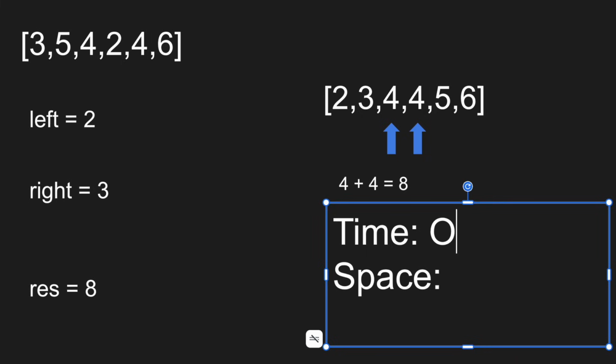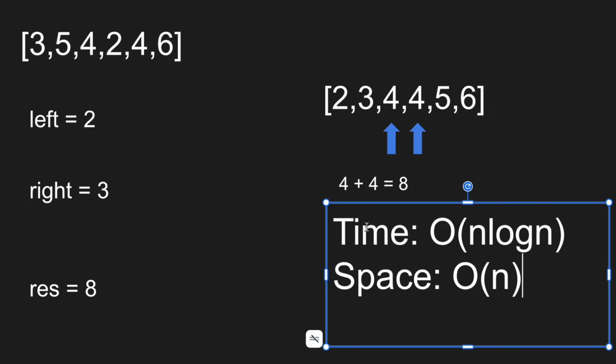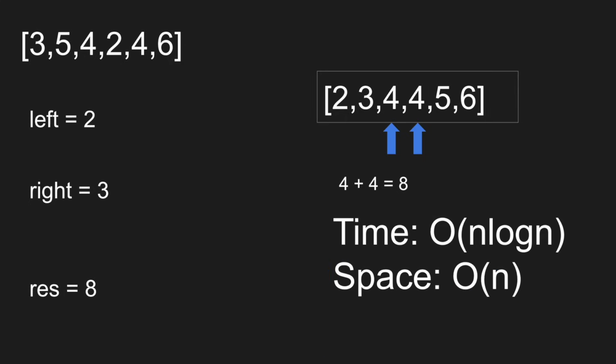So the time complexity would be O of n log n, where n is the number of inputs, because it will take n log n time to sort this array, and the space complexity will depend on what sorting algorithm you use, but for me I will use the Python built-in sorting function, and that would be O of n. So now let's get to the coding part.